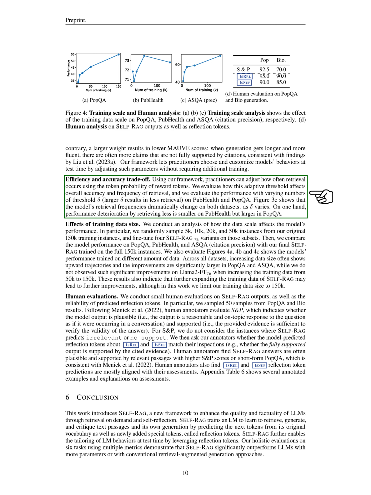The results show that the model's retrieval frequencies dramatically change as the threshold varies. On one hand, performance deterioration by retrieving less is smaller on public health but larger in popular question answering.